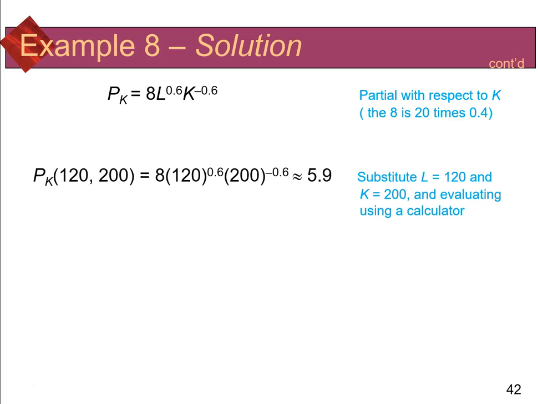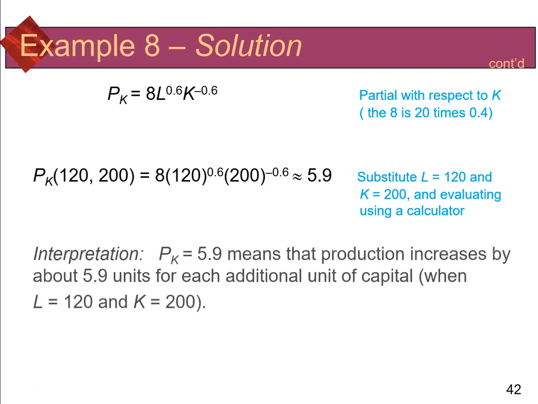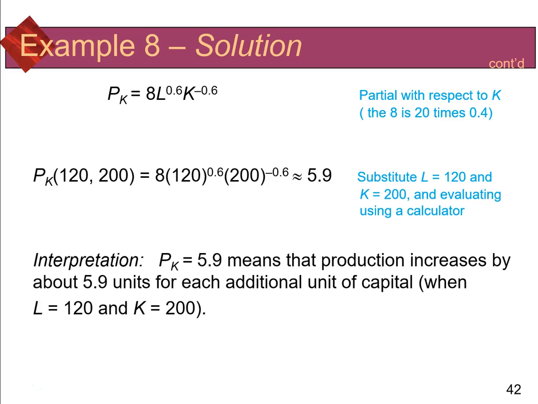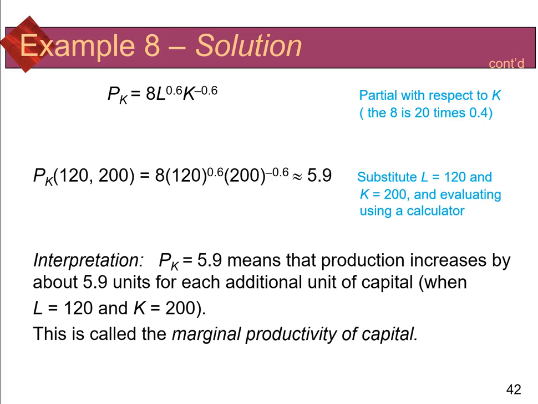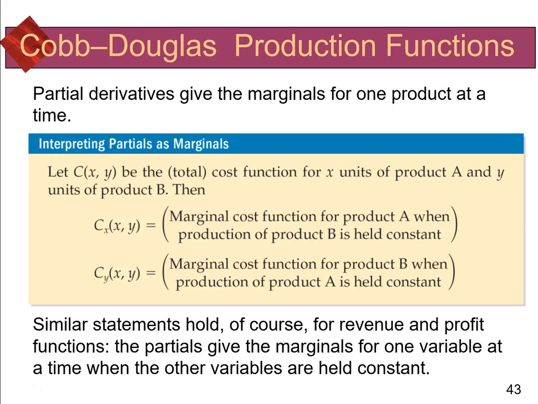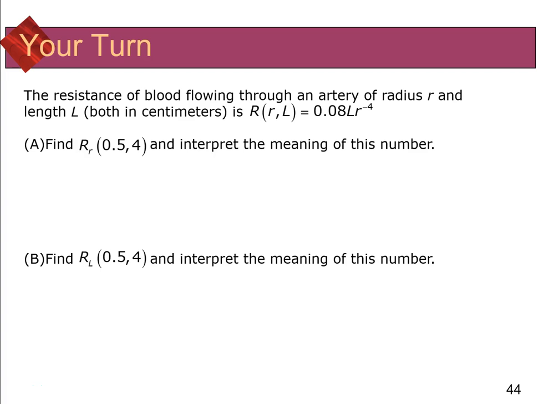So when I evaluate at 120, 200, I get 5.9. That means the productivity for this instance is going to increase by 5.9 units for each increase in units of capital. So this is the marginal productivity of capital. And they go into interpreting partials as marginals and things like that. So don't necessarily worry about this too much. Let's have a look at this. And this applies beyond the Cobb-Douglas function and things like that.